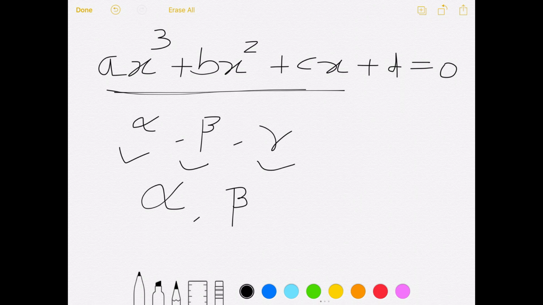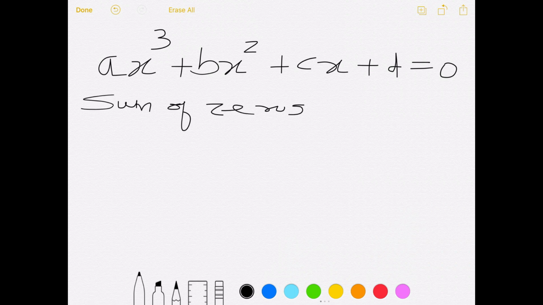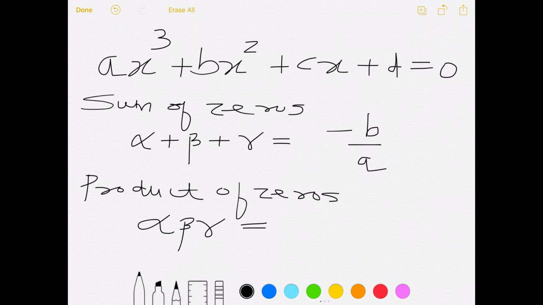Now if there is a cubic equation, then what is the relationship between the coefficients and the zeros of the equation? It can be given like this: the sum of zeros, summation of zeros, alpha plus beta plus gamma, also has a shortcut formula, the same as for quadratic equations, minus b upon a. The product of zeros, alpha into beta into gamma, is given by the formula minus d upon a.